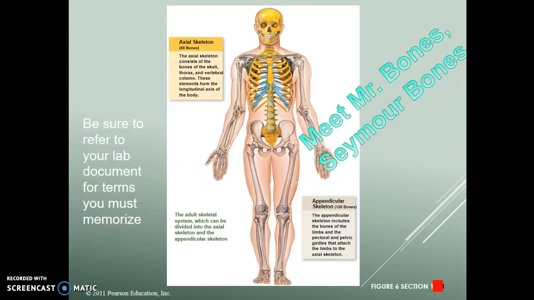So meet Mr. Bones, Seymour Bones, and he's composed of two skeletons, the axial skeleton and the appendicular skeleton. The axial skeleton is yellow here. It is the head, the neck, and the trunk. The appendicular skeleton consists of the arms and the legs, and the girdles, the pectoral and pelvic girdle, that attach the limbs to the axial skeleton.